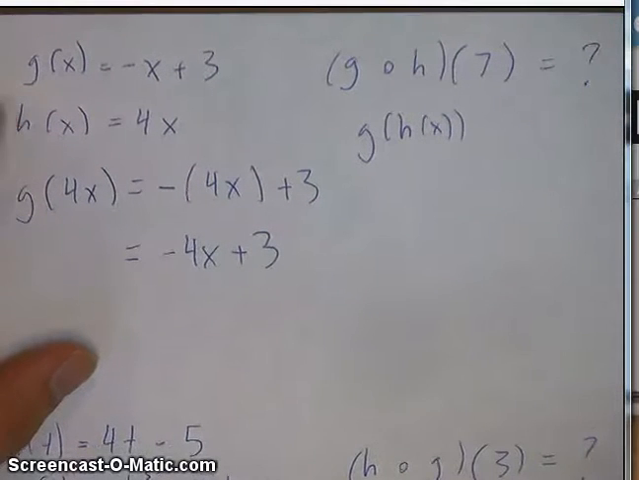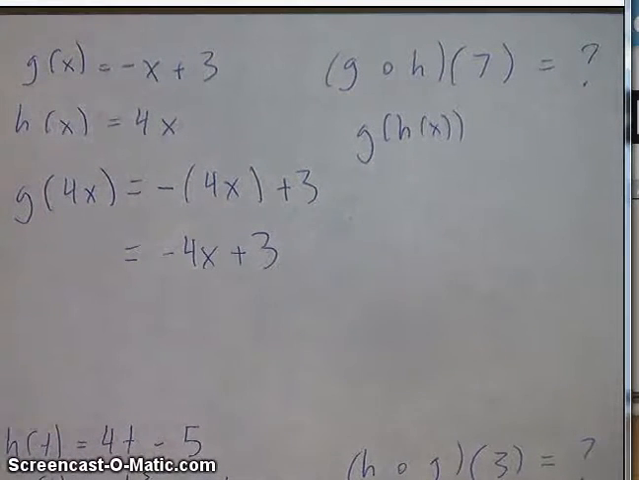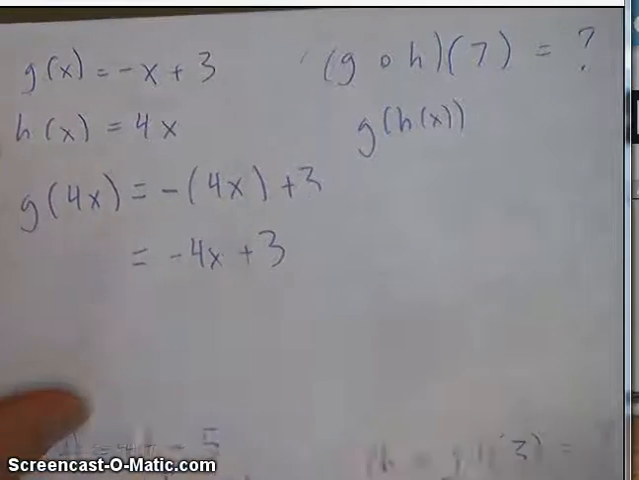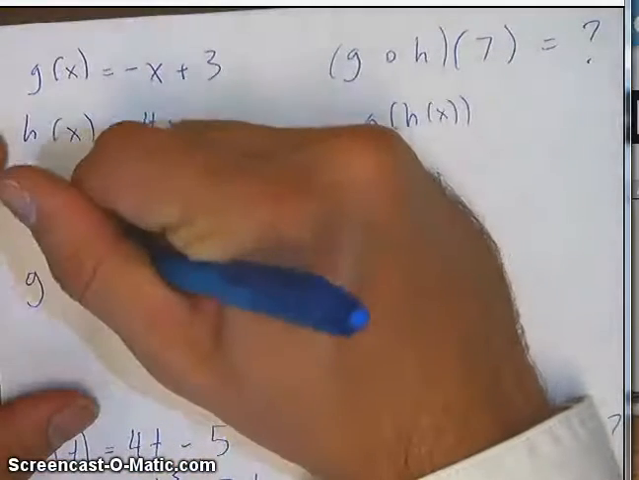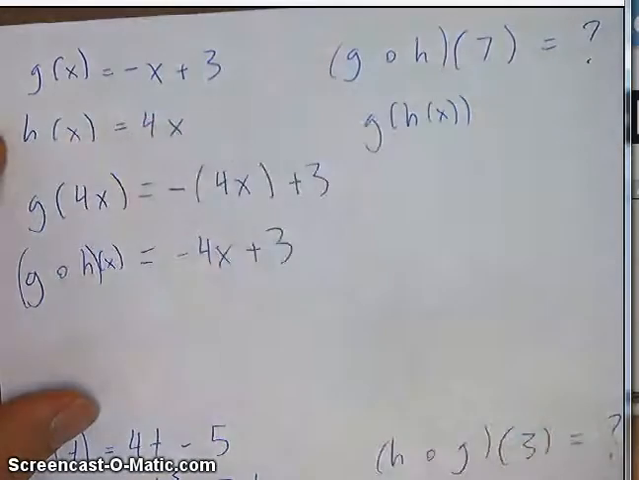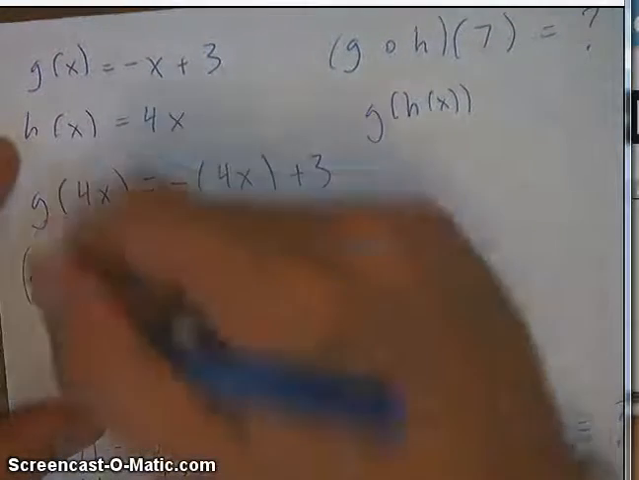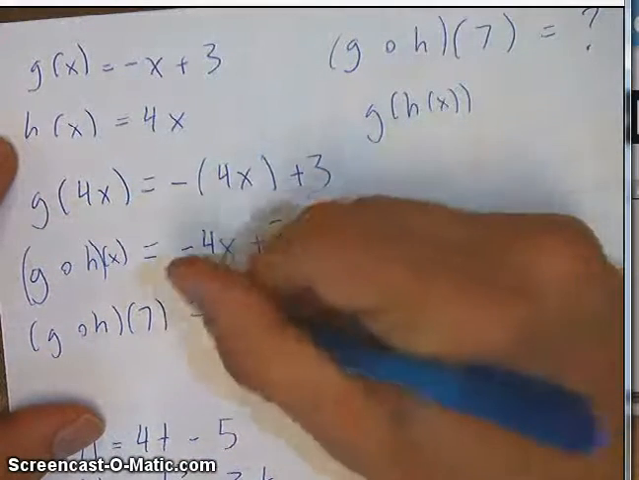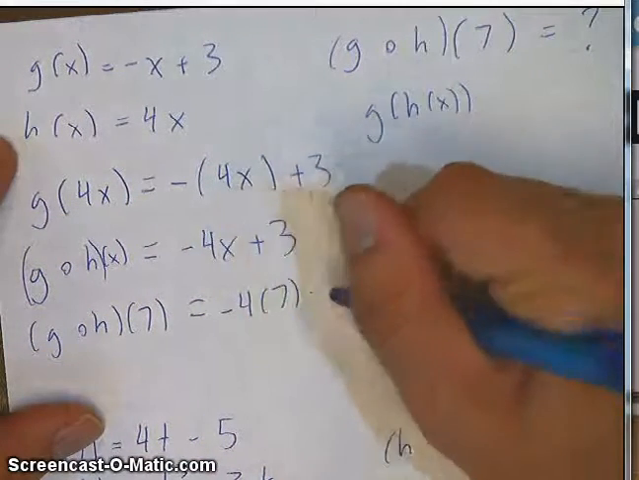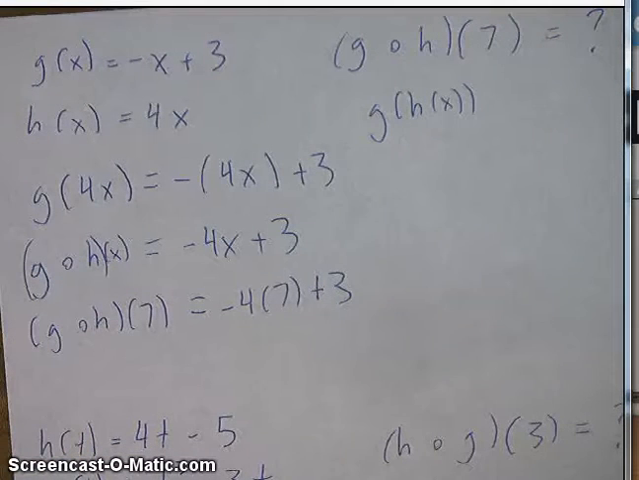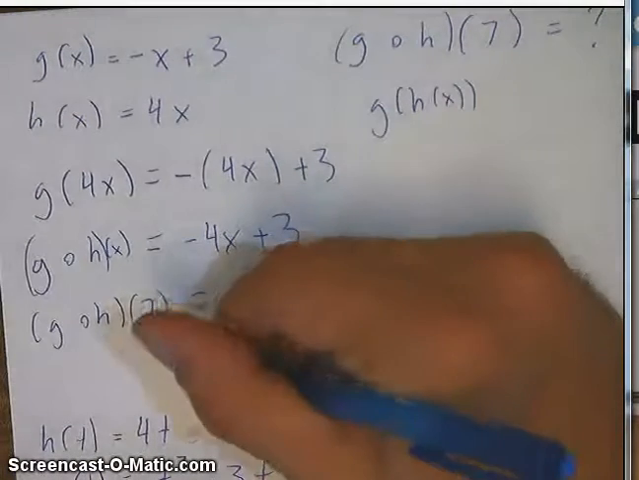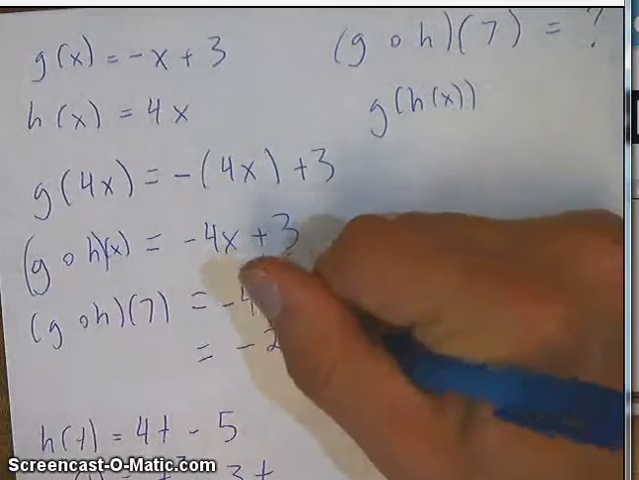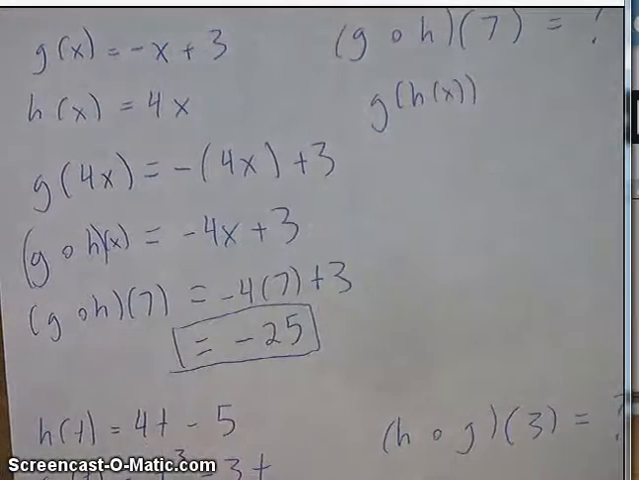It's the same thing. So if I want to find g of h of 7, that means I'm going to plug 7 into this equation right here, my g of h of x equation. So I'm going to do g of h of 7 instead of x. So it's going to be negative 4 times 7 plus 3. Of course, when you work all that out, negative 4 times 7 is negative 28. Negative 28 plus 3 is negative 25. So that's that first one there.